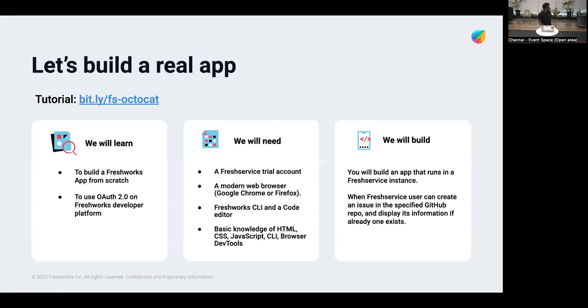So what we are going to do is build a Freshworks app from scratch and then use OAuth 2.0 to connect with GitHub. We need, of course, a Freshservice trial account to build the app, and of course the Freshworks CLI and a code editor. The background knowledge required for building apps is basic web development with HTML, CSS, JavaScript, nothing beyond that. The use case we are going to see is a Freshservice app connecting with GitHub issues. Let's actually go and build this app, right?